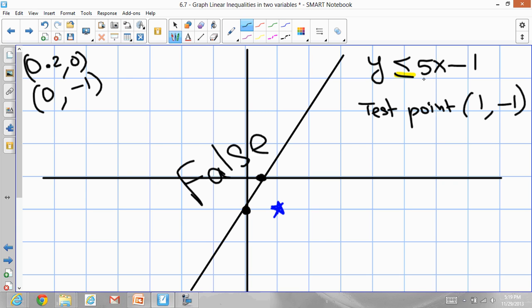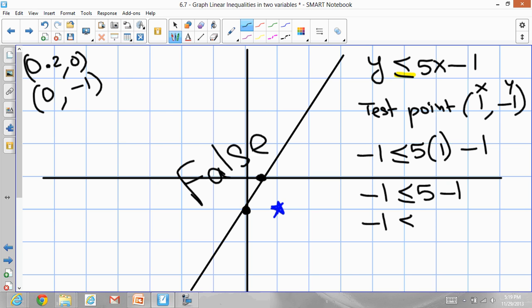So I'm going to go to my inequality. In this case, this is my X and this is my Y. My Y is negative 1 less than or equal to 5 times 1, X I'm replacing by 1, minus 1. Negative 1 less than or equal to 5 minus 1. Negative 1 less than or equal to 4. And I'm thinking, is negative 1 less than 4? The answer is yes, it is. So that means this one makes it true. So that means this point makes this inequality come true.